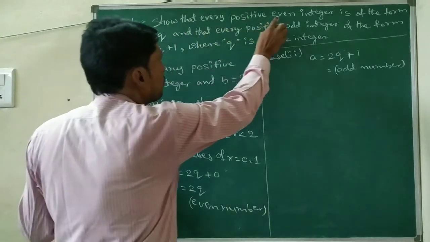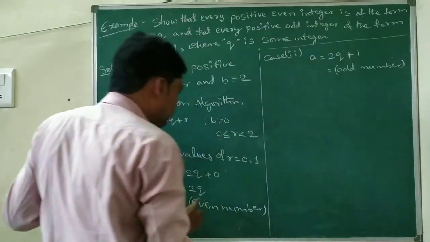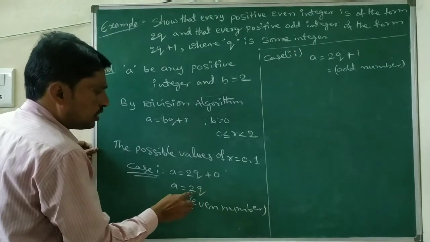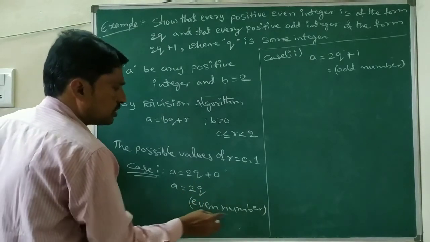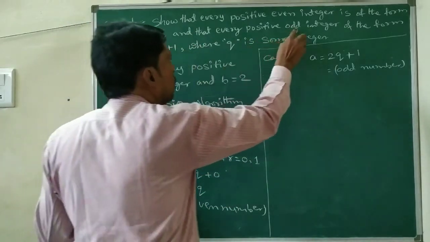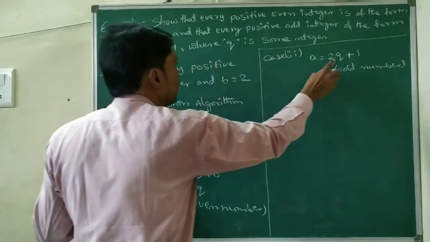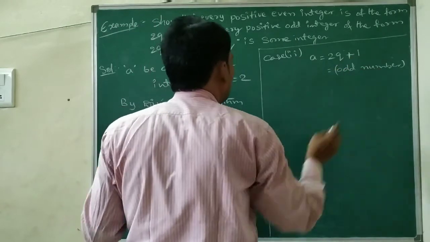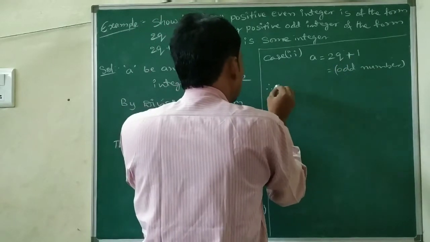Show that every positive even integer is of the form 2q, and every odd integer is of the form 2q plus 1. Every positive integer we showed here as 2q. 2q means we got an even number, and 2q plus 1 only we got; that is the odd integer. The conclusion must be written.